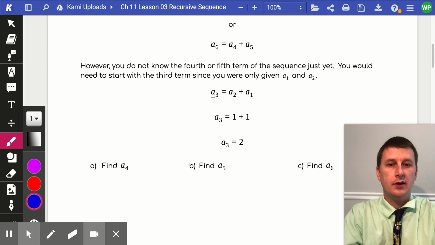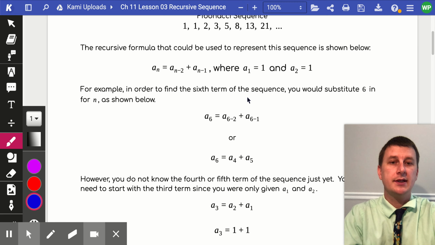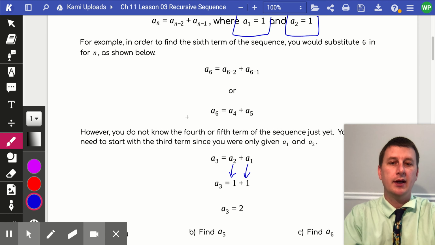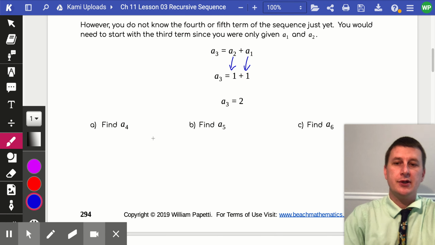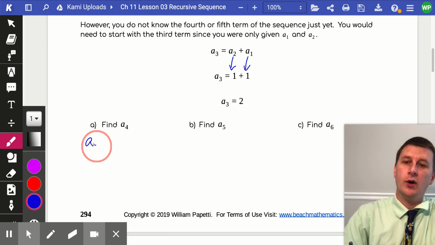So a sub 3, our third term, would be equal to our first plus our second term, and we do know those because it told us right here that a sub 1 was 1 and a sub 2 was 1. So a sub 3 is the second term, which is 1, plus the first term, which is also 1, and that would give us 2.